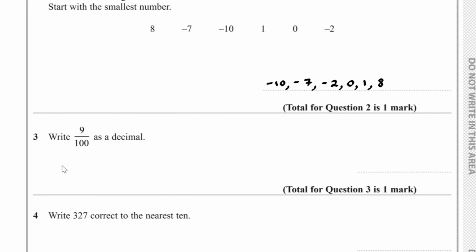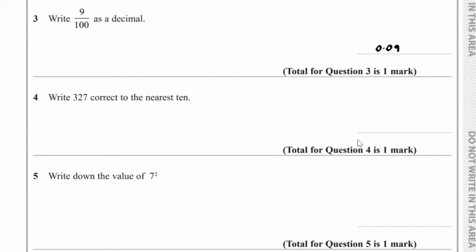Question number 3. We have to write 9 over 100 as a decimal. Quite simply, this is the same as 0.09. Question number 4. We have to write 327 to the nearest 10. If I take a look at the tens column, the digit after it, which is a 7, is 5 or greater, so this 2 needs to be moved up to the next digit. So we have 330.